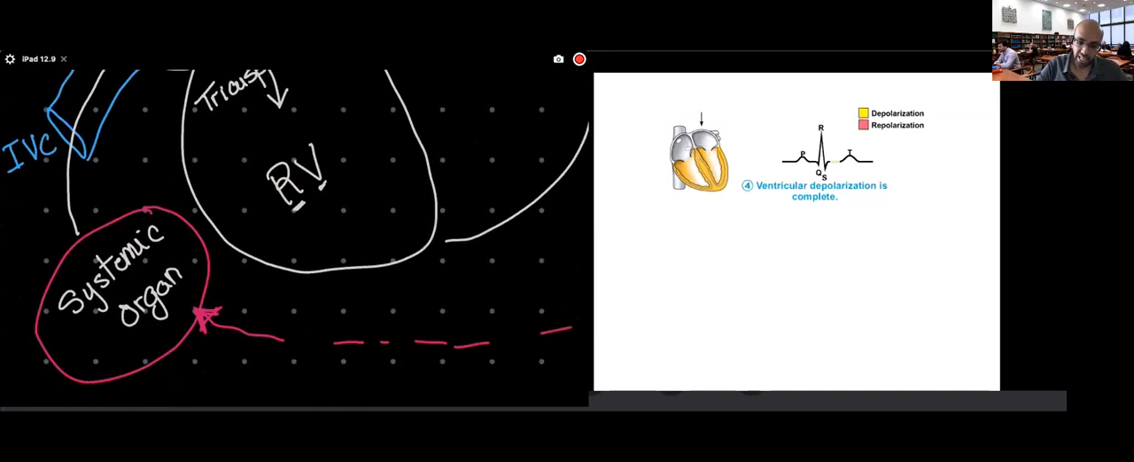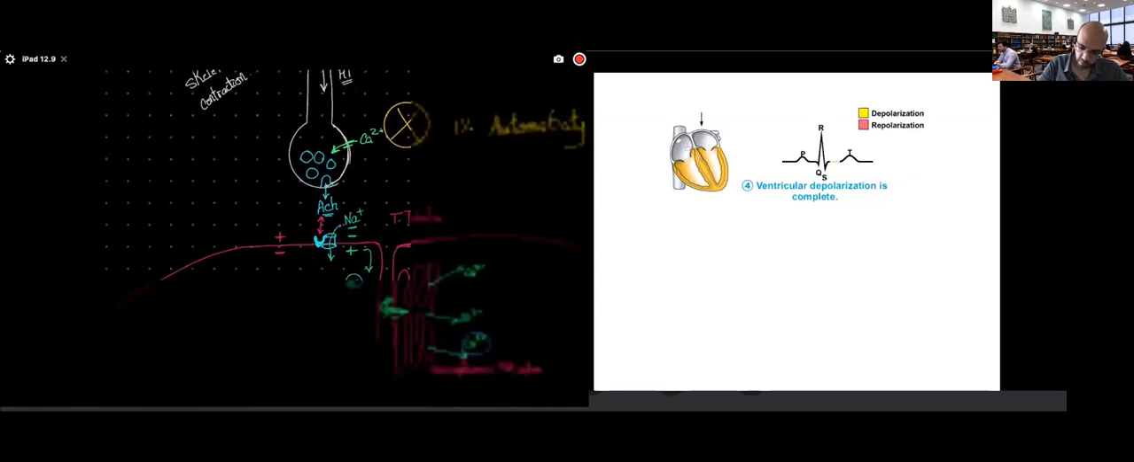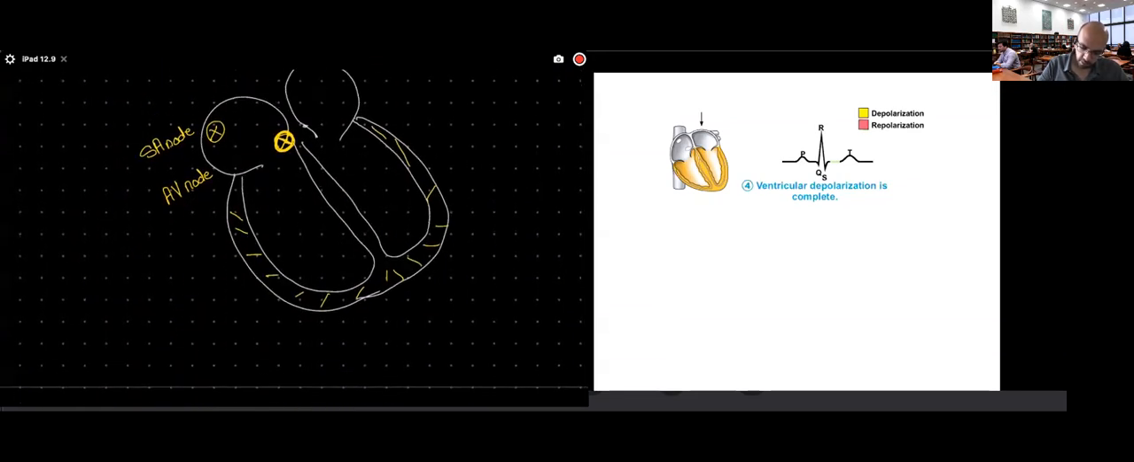But here, AV node is a cluster of cardiac muscle cells that have the ability to generate electrical impulses. And the ones that will be located embedded in the wall of the ventricles, those are what we've called the Purkinje fibers.